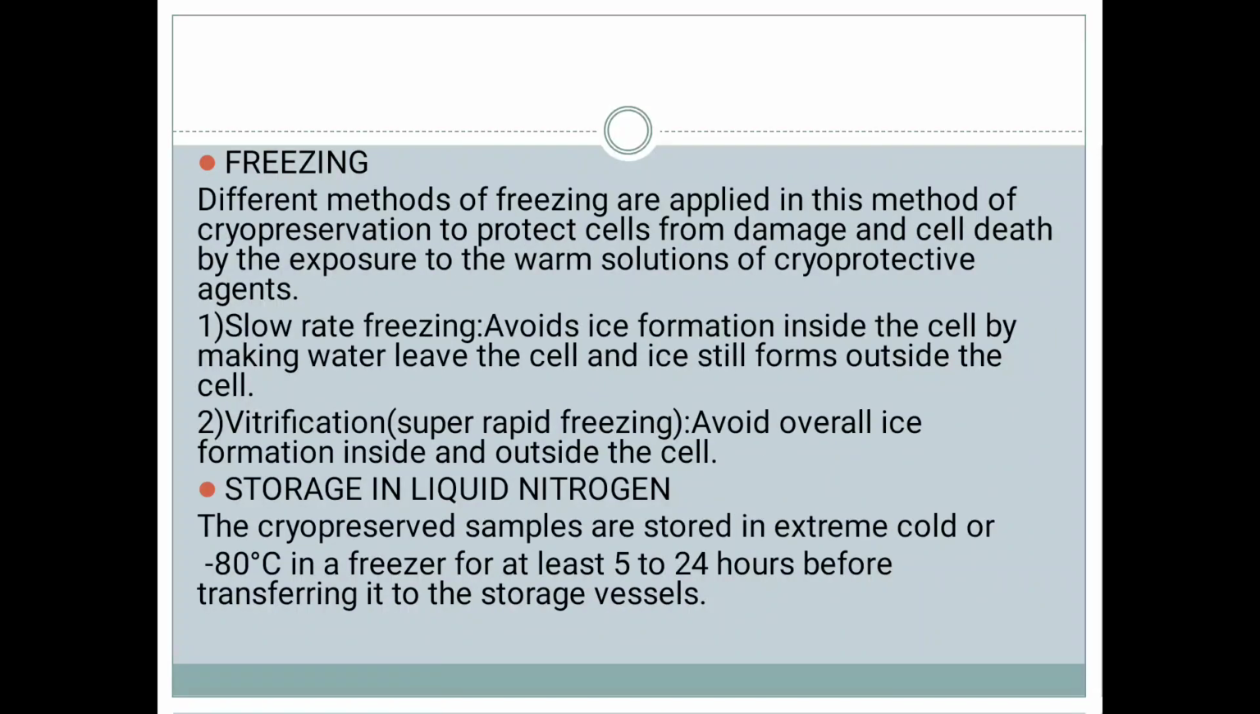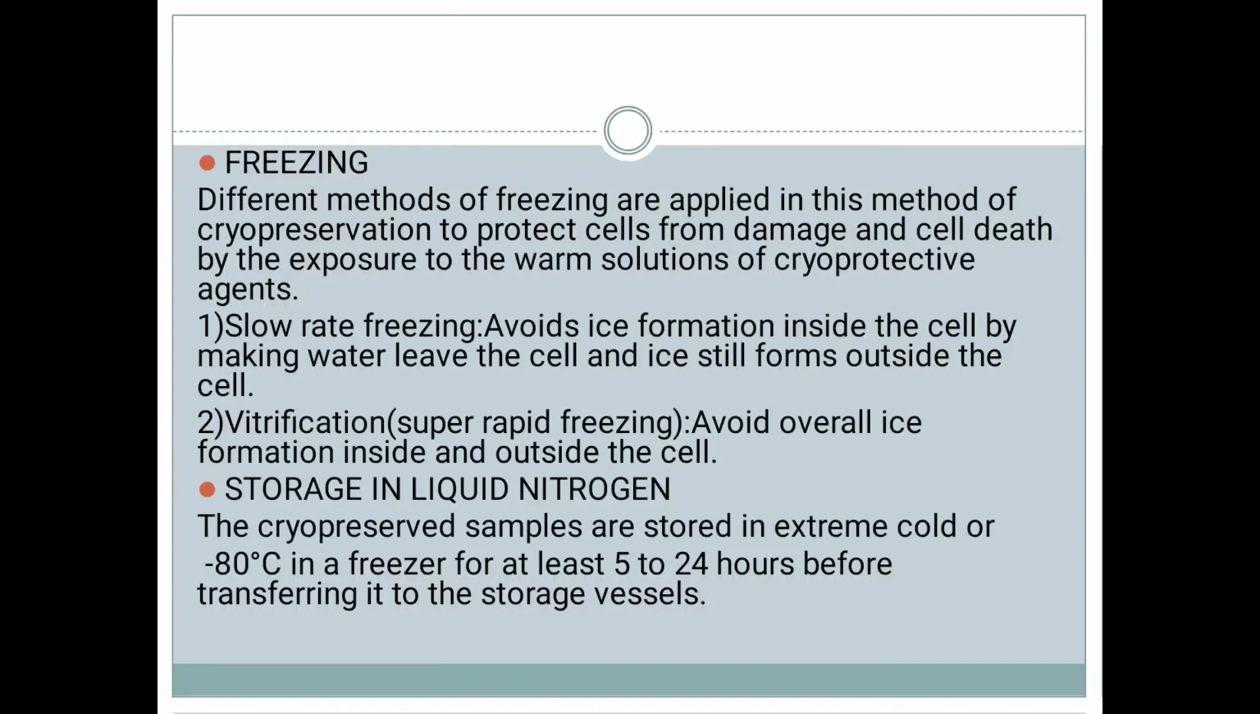The next one is the freezing. Different methods of freezing are applied in cryopreservation to protect the cells from damage and cell death by exposure to the warm solutions of cryoprotective agents. And there are two processes in freezing. The first one is slow rate freezing, and the second one is vitrification, that is super rapid freezing. Slow rate freezing avoids ice formation inside the cell by making water leave the cell, and ice still forms outside the cell. But vitrification avoids overall ice formation inside and outside the cell.